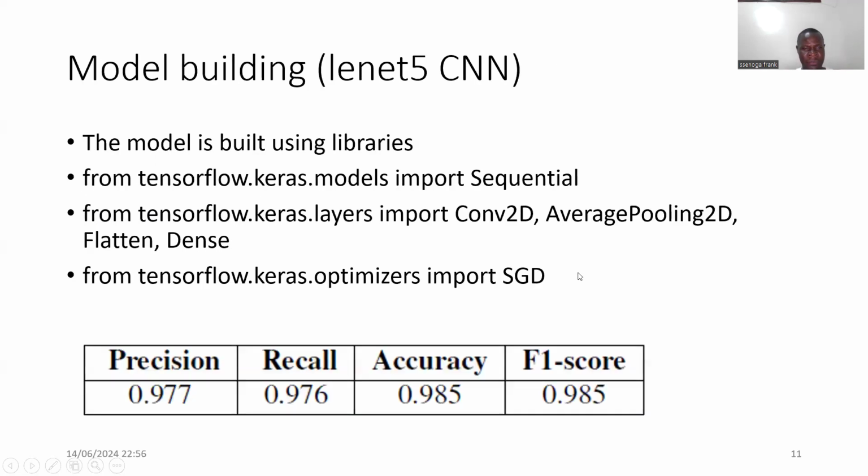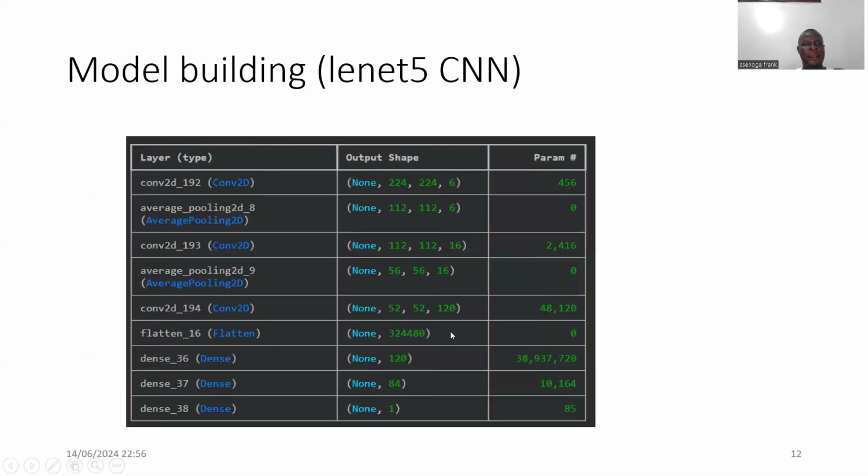But now, after building the model, beginning with the ResNet, I built the model using the various libraries that are available in Keras and TensorFlow. After successfully building this model, I came up with the performance metrics of precision, recall, accuracy, and F1 score. ResNet had a high accuracy of 0.985. And this is the structure of the architecture of the ResNet-5 convolutional network.